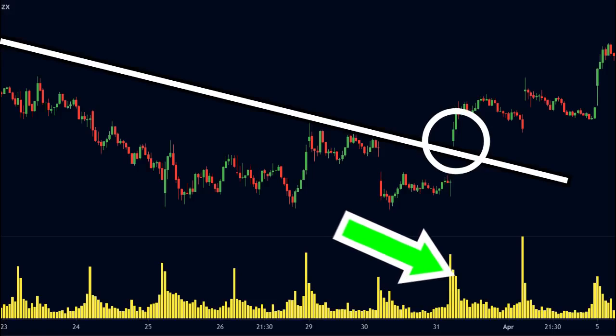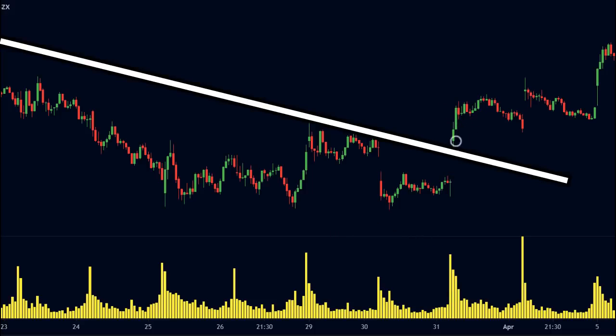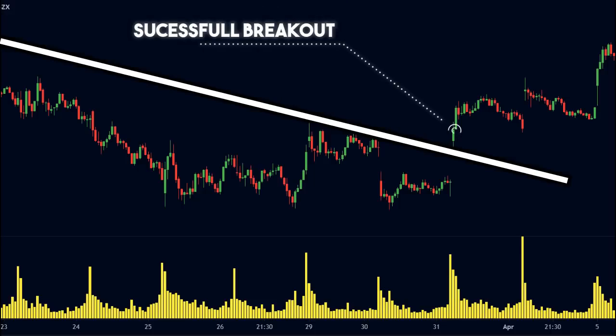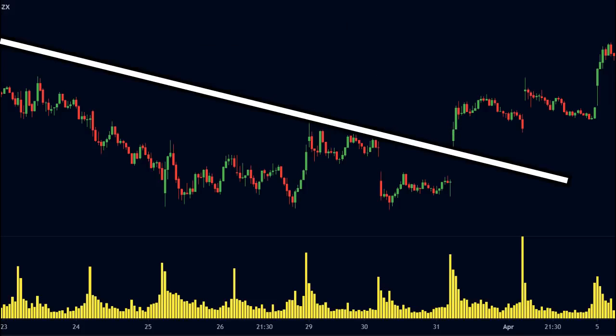Now, look at the volume. As we can see, the volume on this candle is relatively higher than the volume for the previous candles. This indicates that the breakout has been backed by a large number of traders. And such breakouts have a very low probability of failure. So, we buy the stock at the close of this candle.